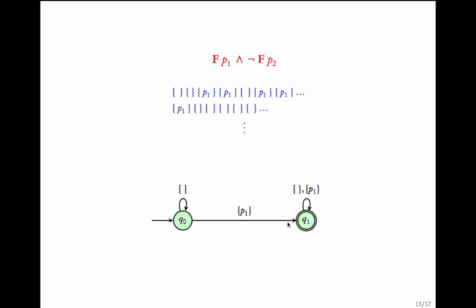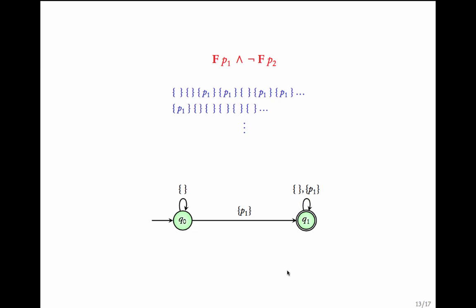Here is the automaton corresponding to this LTL formula. As long as you read the empty set as the letter, you stay in Q0. The moment you read P1, go to an accepting state, and here you are allowed to read either the empty letter or P1. Nowhere in this automaton are you allowed to take a transition on a letter that contains P2. So you read the empty letter here, read only the singleton P1. Here again you can read either the singleton P1 or the letter consisting of the empty set.